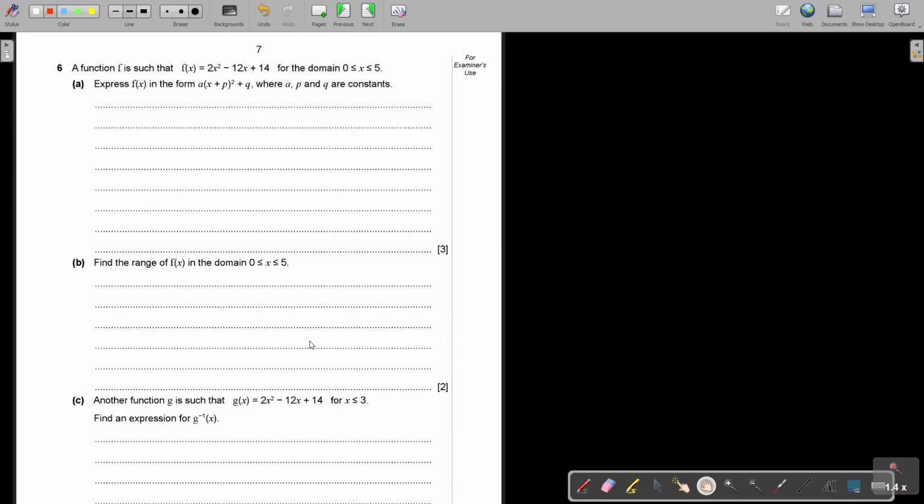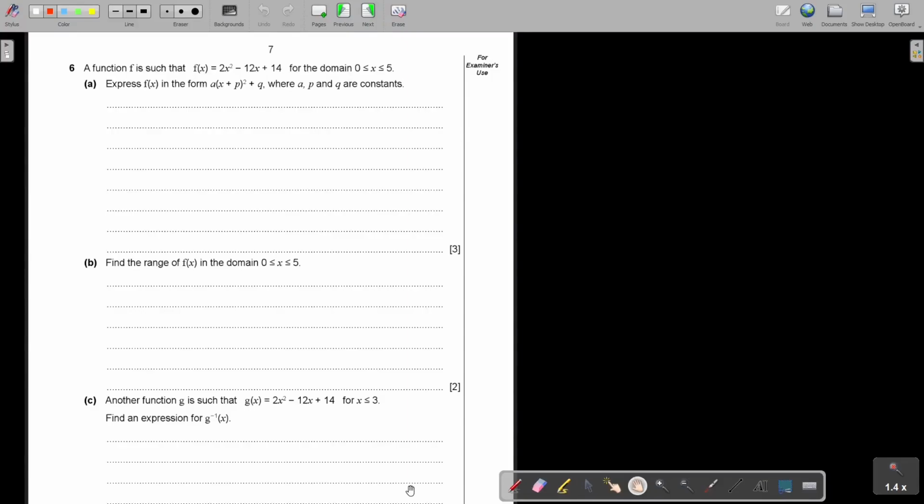Mathematics, Advanced Subsidiary Level, Paper 1, 2024, Part 3. Question number 6. A function f is such that f(x) equals 2x² minus 12x plus 14 for the domain x is bigger than or equal to 0 and smaller than or equal to 5. Express f(x) in this form, where a, p, and q are constants.